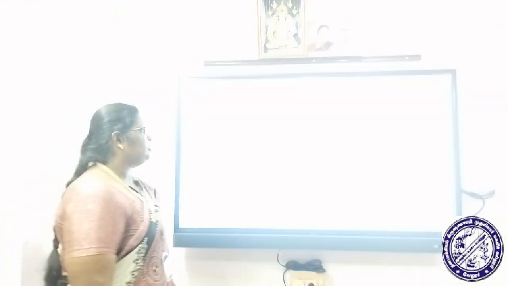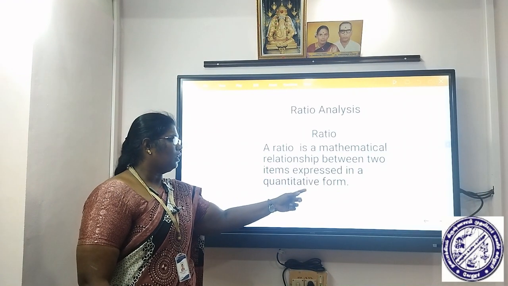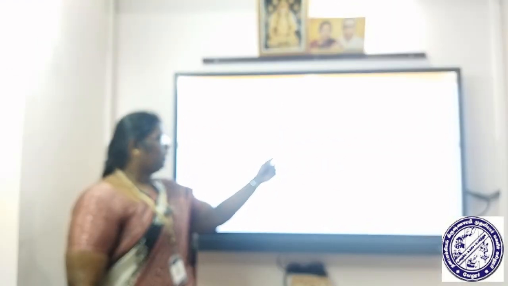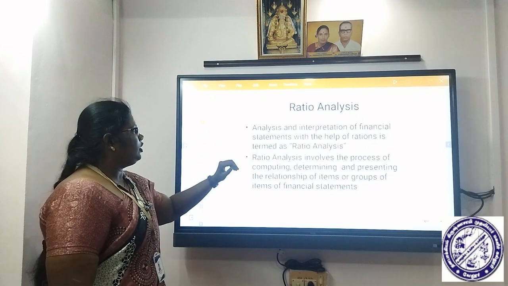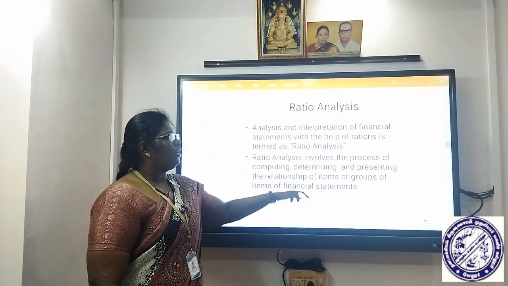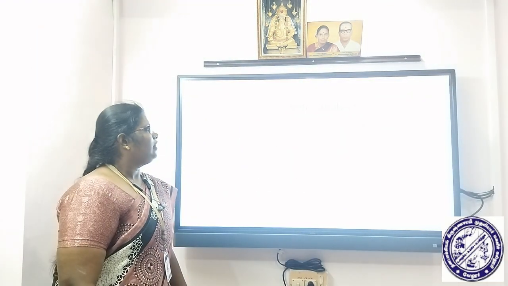So what is meant by ratio? A ratio is a mathematical relationship between two items expressed in quantitative form. So a ratio represents the relationship between two variables in quantitative form. So what is ratio analysis? It is the analysis and interpretation of financial statements with the help of ratios.